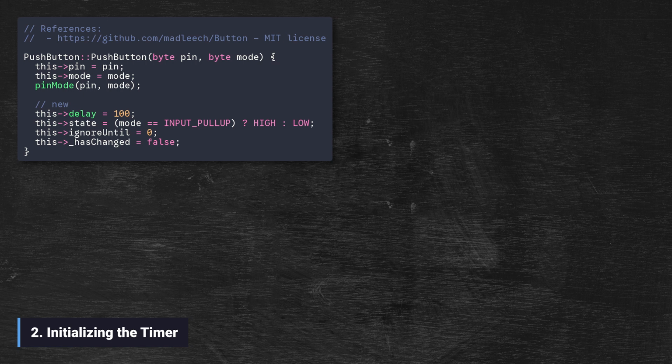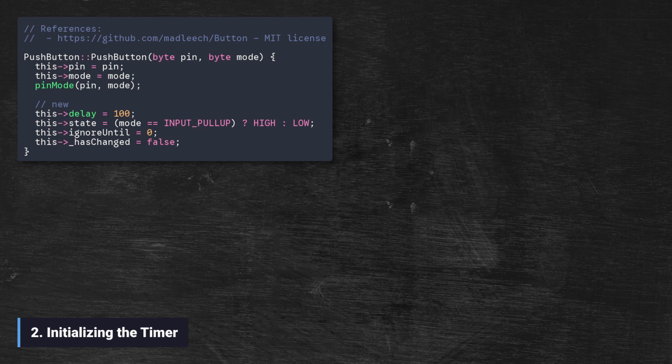If using INPUT_PULLUP, the microcontroller uses an internal pull-up resistor, so the pin sits at high when the button is not pressed. If using INPUT, typically with an external pull-down, the pin sits at low when at rest.